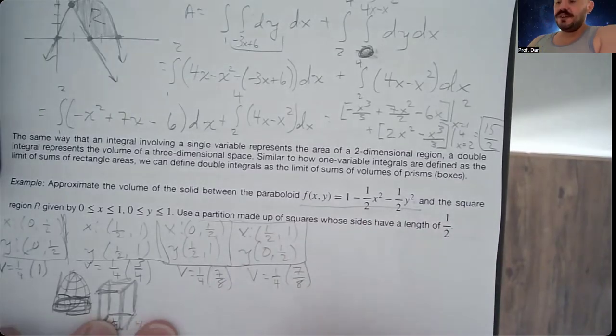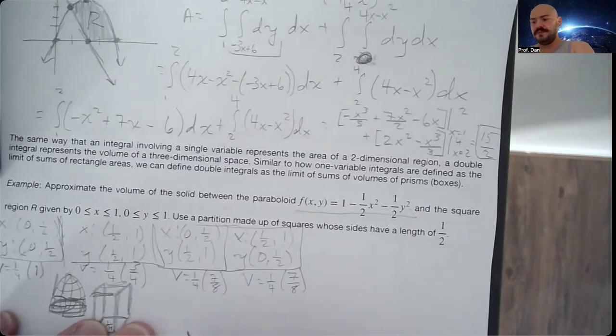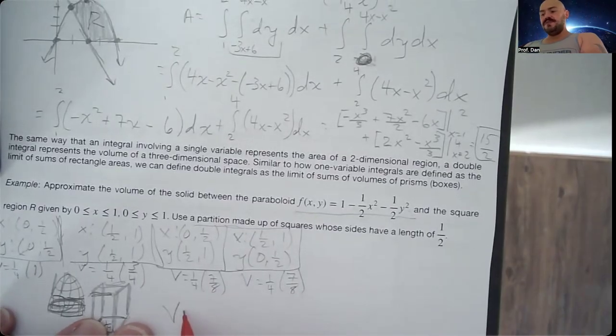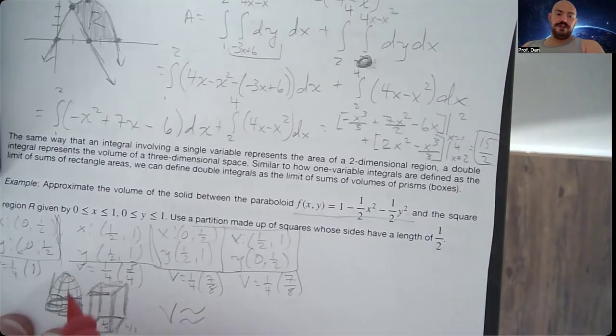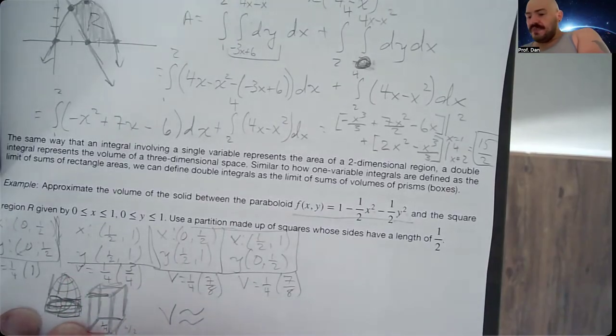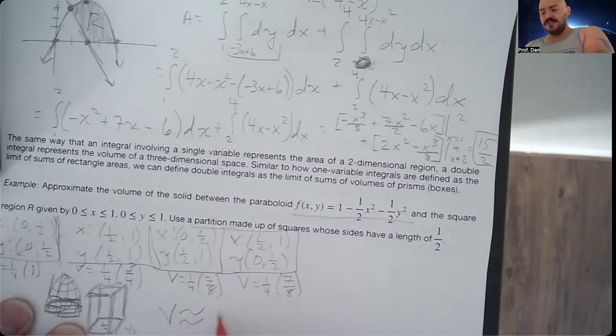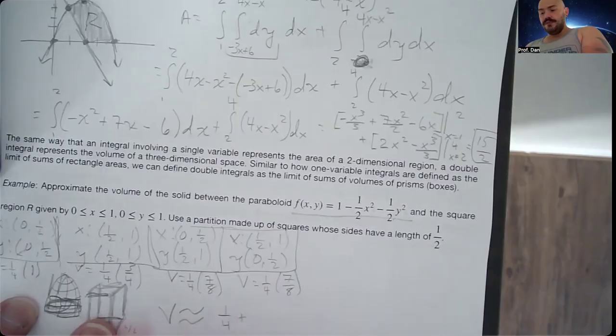So now that I've got all of those volumes for each partition, I can get my approximation for the overall volume, that would be the volume of the space that's underneath the paraboloid but above the xy plane, by adding these different volumes together. So we get 1/4 times 1, which is a fourth. 1/4 times 3/4, that's 3/16.